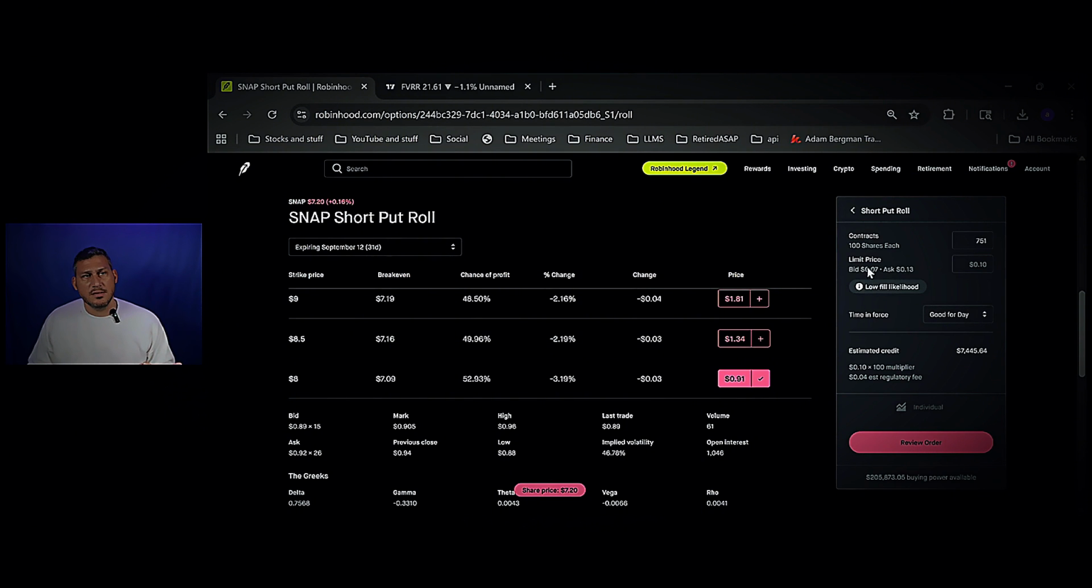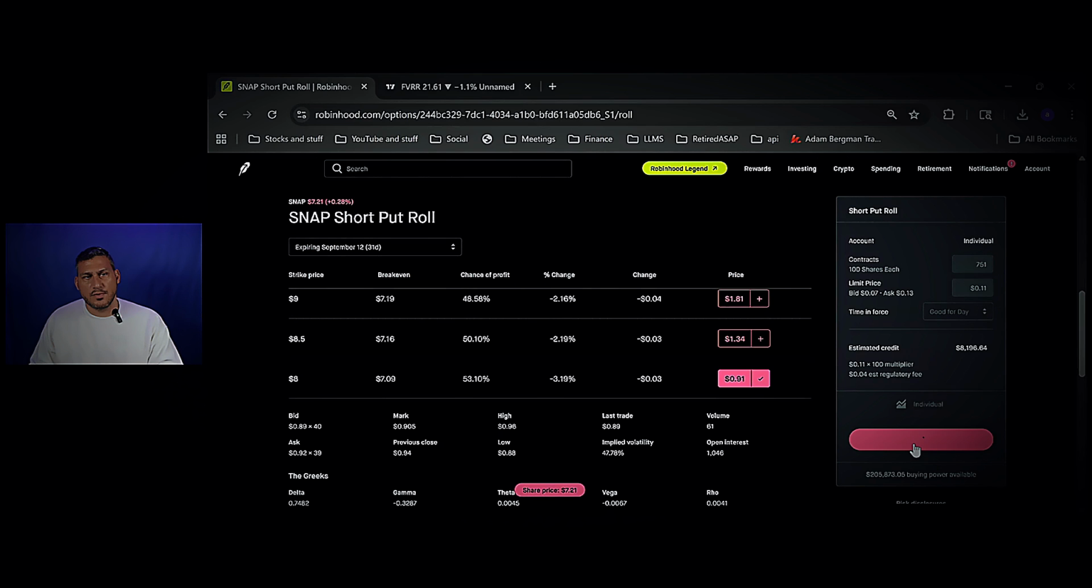Now there's going to be a limit price. There's going to be a bid and an ask. And usually the price right in the middle is what ends up going. The bid and the ask is not so tight. That means the liquidity is not as aggressive for this type of stock, this type of contract, but it's not the end of the world. It's not so bad. I just want you guys to pay attention to that. I don't want 10 cents. I actually want 11 cents. And it's very simple. You're going to press review order.